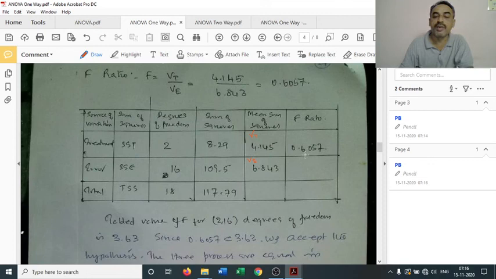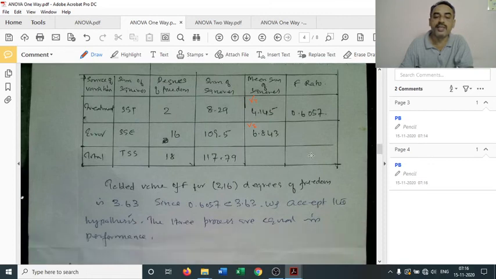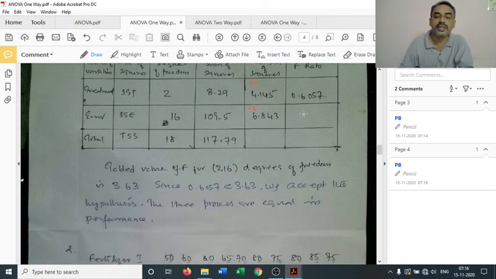So now VT by VE is 0.6057, and we can see that this F ratio follows an F distribution with 2,16 degrees of freedom. The 2,16 because VT comes in the numerator and VE comes in the denominator. VT has the respective degrees of freedom 2 and VE has degrees of freedom 16.